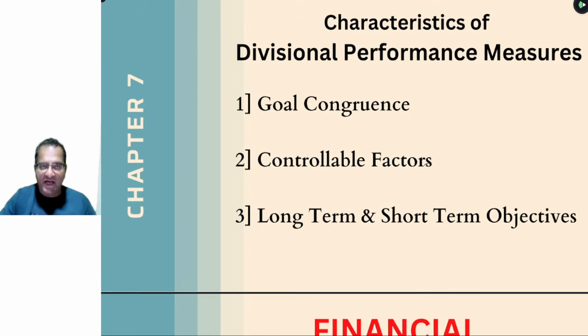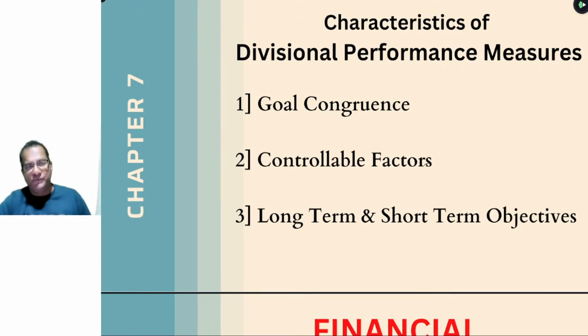The very first characteristic every performance model should contain, whether it's a financial model or a non-financial model, is goal congruence. Now this technical terminology, goal congruence, what does it mean? Please listen very carefully, beta. Once we understand this concept, I will make you write it down.